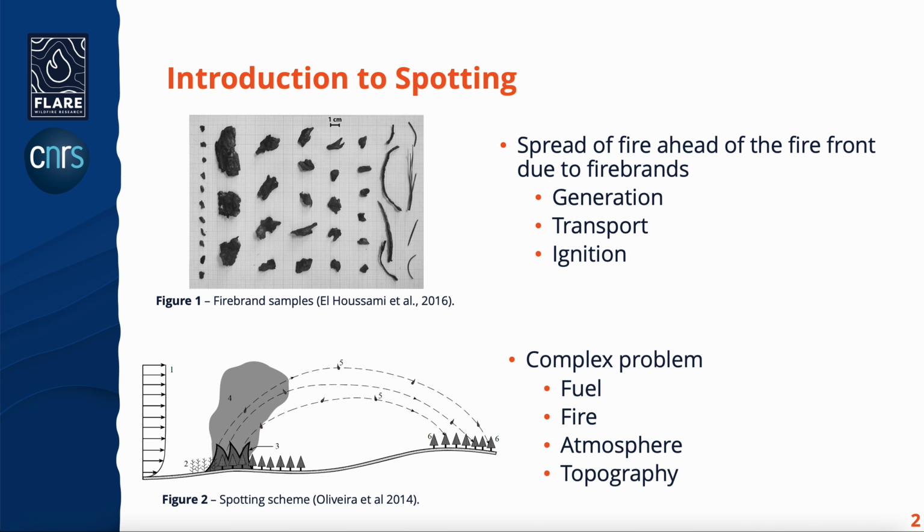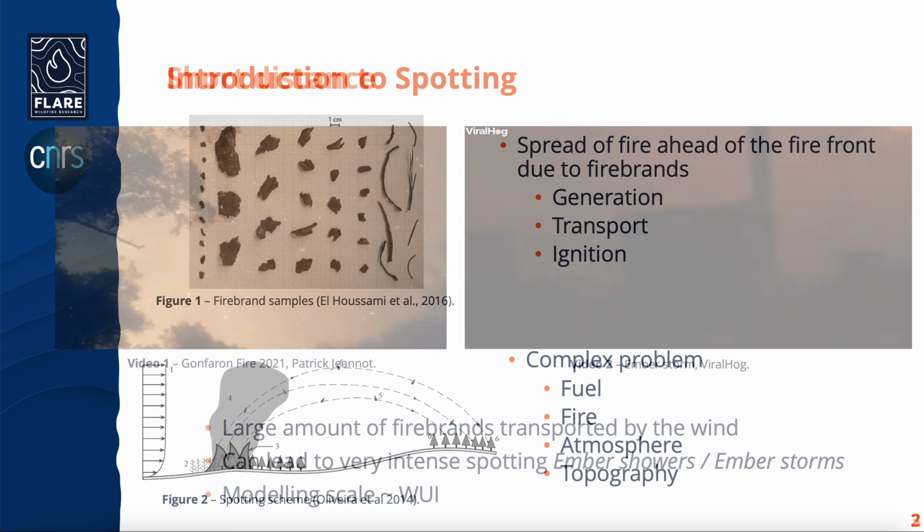It is quite a complex problem, because it is a mixture of physical phenomena happening with the fuel. So you have species of vegetation that are going to produce more firebrands than others, in different sizes and different shapes. The intensity of the fire is also going to be linked to more intense spotting activity. Of course, the atmosphere, if you have a very well developed convective column, will increase the spotting distance as well. And of course, the interaction with topography also plays a major role in the spotting phenomena.